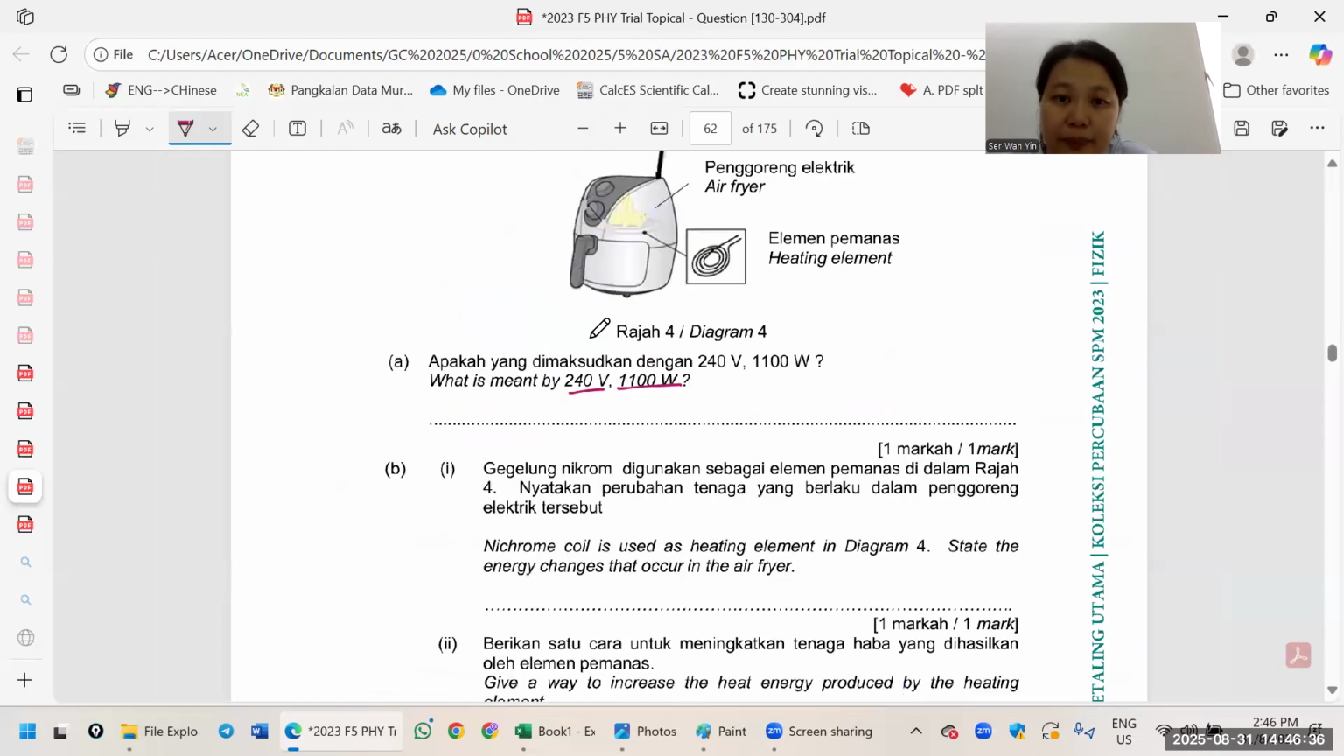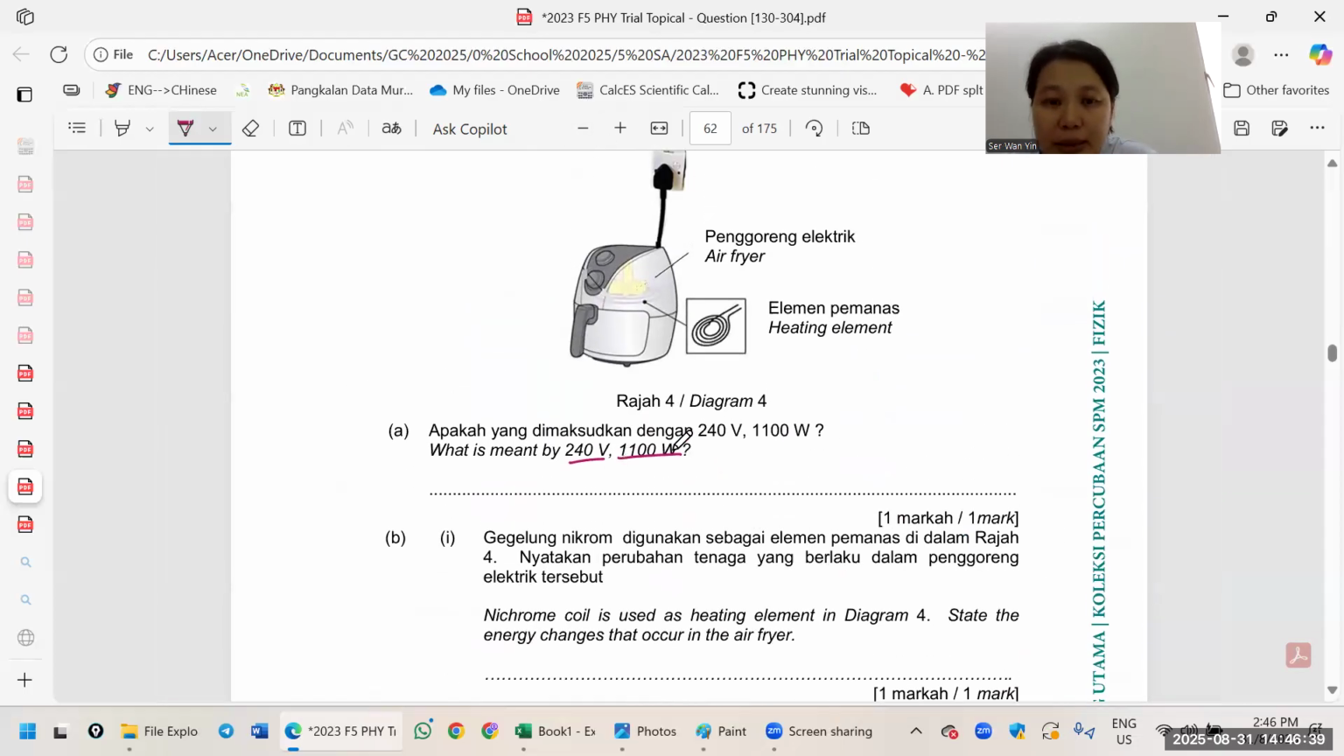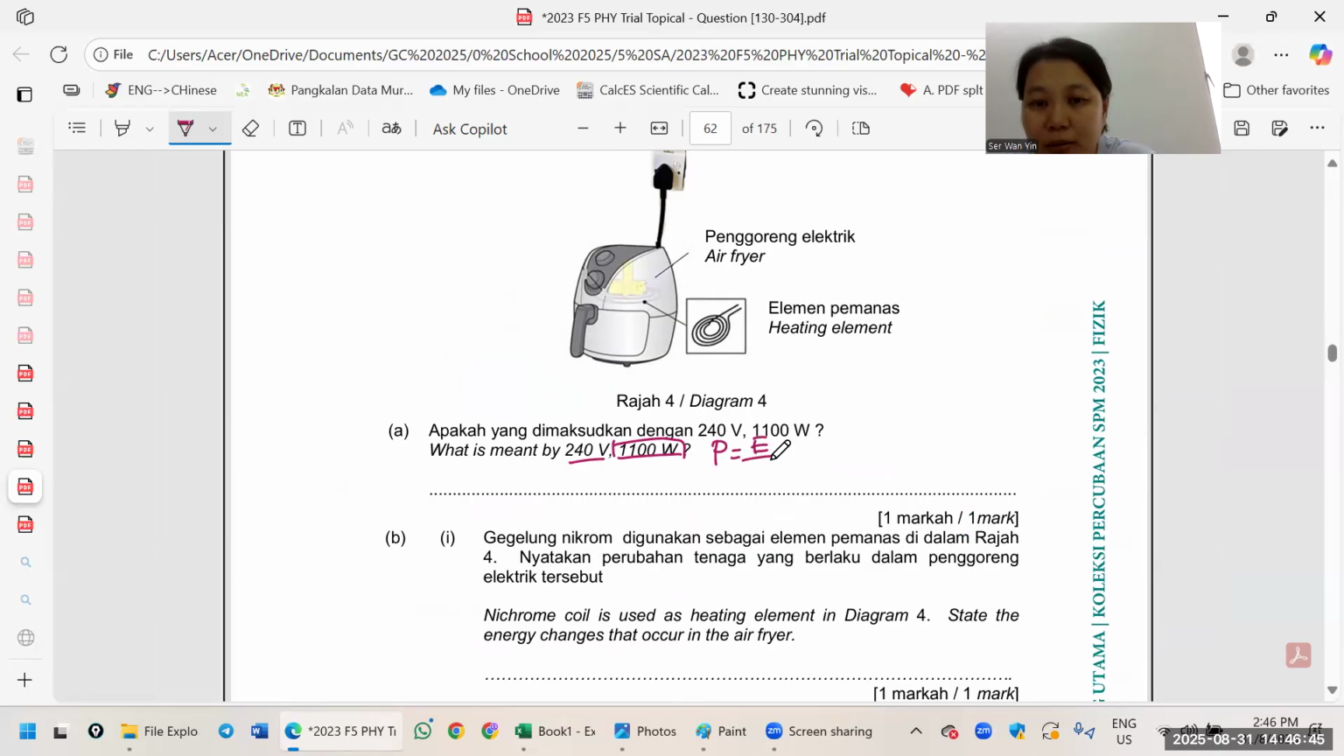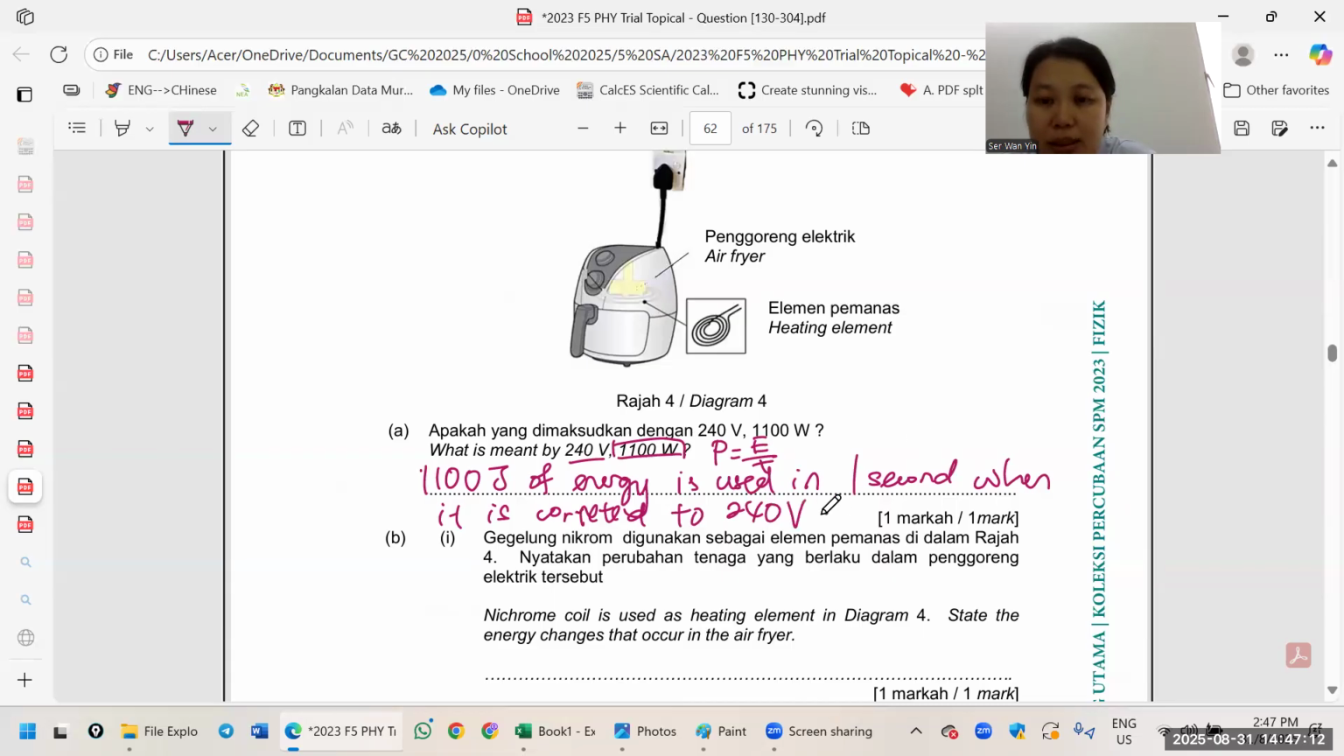So what is meant by this? We need to translate this to P equals E over T. Which is 1100 joules of energy is used in 1 second when it is connected to 240 volts power supply.